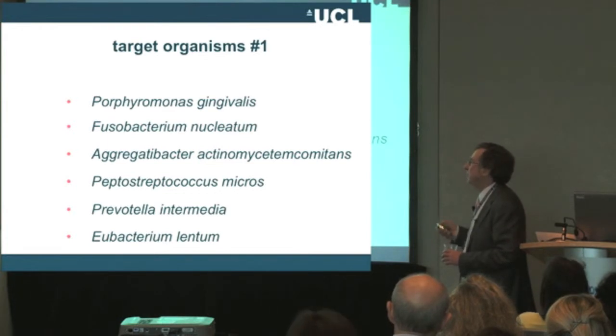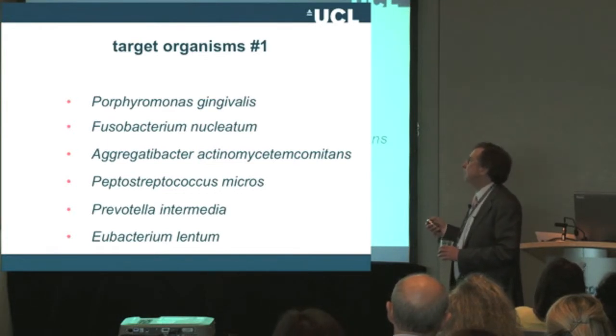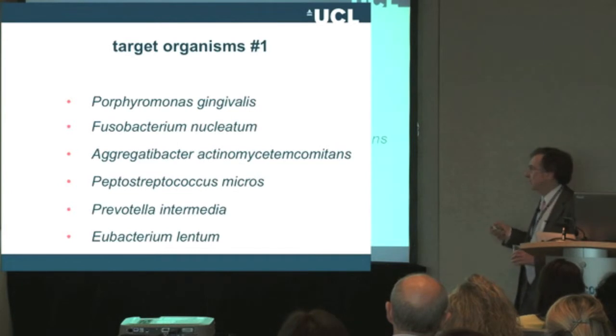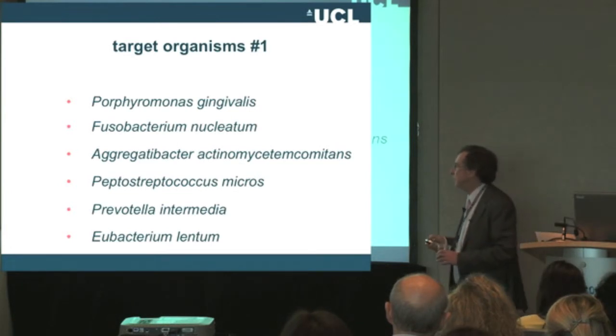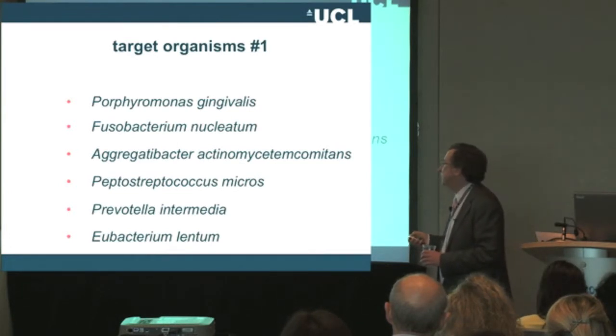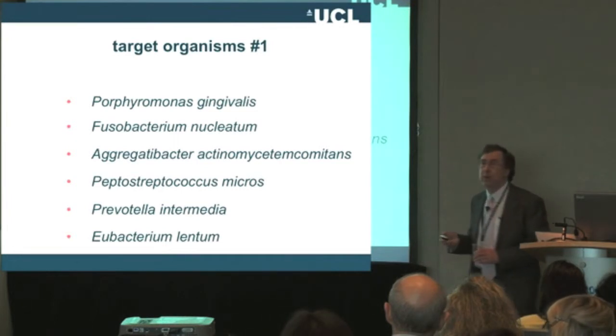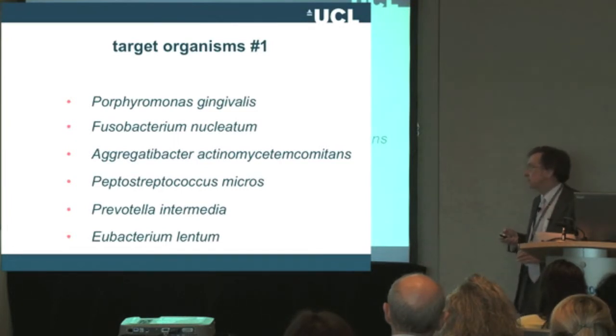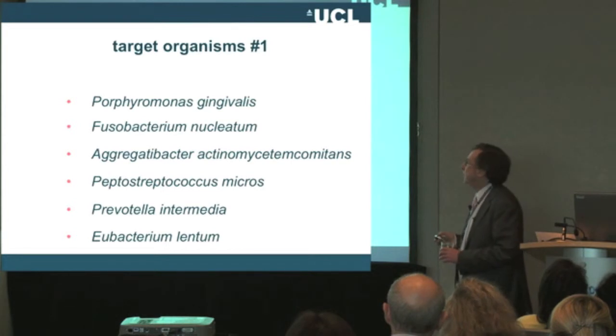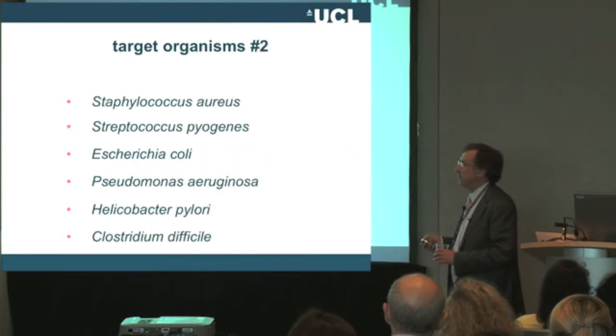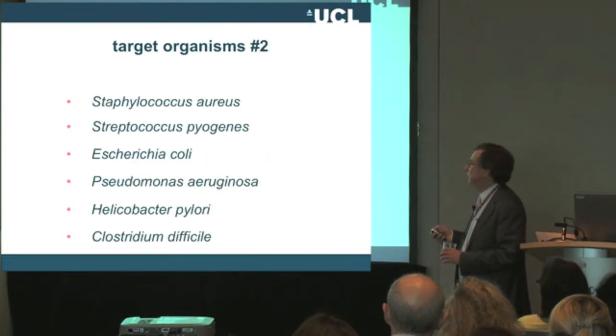We've looked at the classic periodontal pathogens, P. gingivalis, Aggregatibacter actinomycetemcomitans, my favorite bug Prevotella intermedia, and Eubacterium species, a wide range of periodontitis and endodontic associated organisms. But we've also looked at extraoral infections, things like Staph aureus and Strep pyogenes.